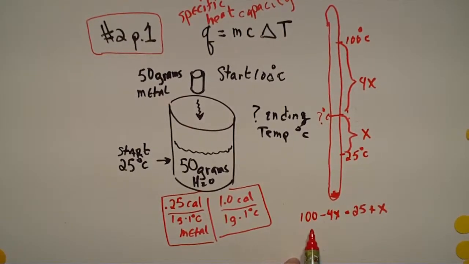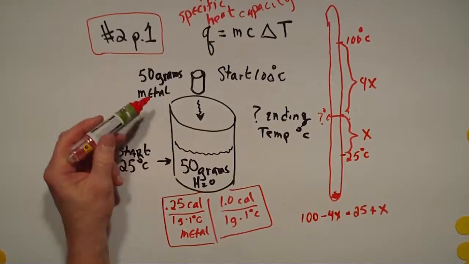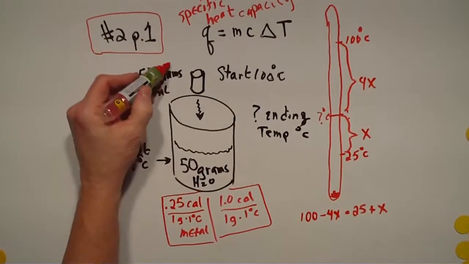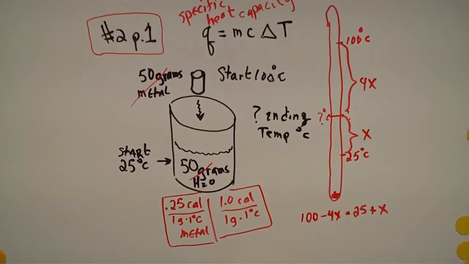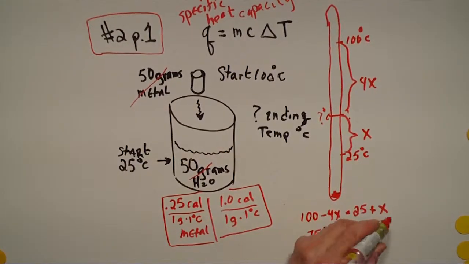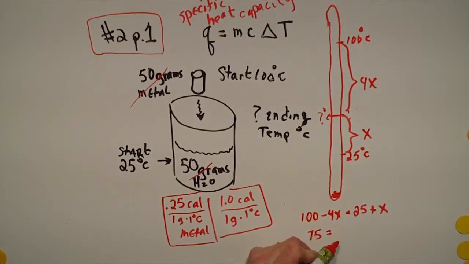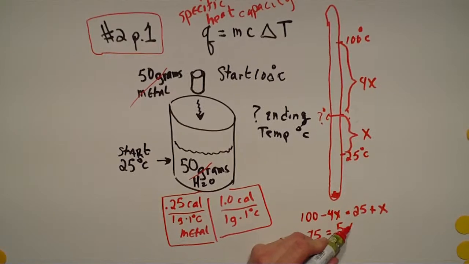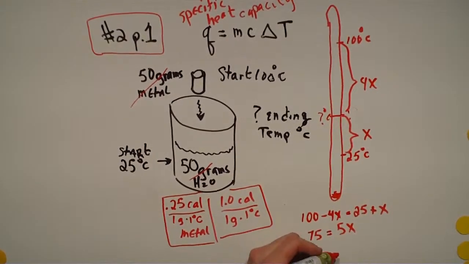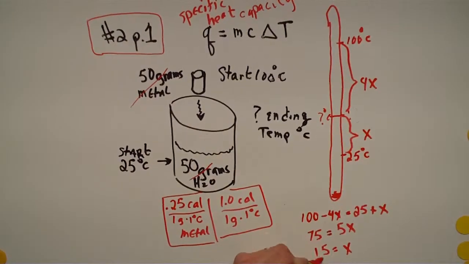If we solve for this, we're going to find out what the temperature change is going to be. And remember, we didn't have to worry about mass in this case because since it was the same mass, these mass terms cancel out. Okay, so solving this, we're going to bring the 25 over here. I get 100 minus 25 is 75. I'll bring the 4x over here. That's a positive 3x. That's going to turn out to be 5x. And then dividing both sides by 5, we get 15.